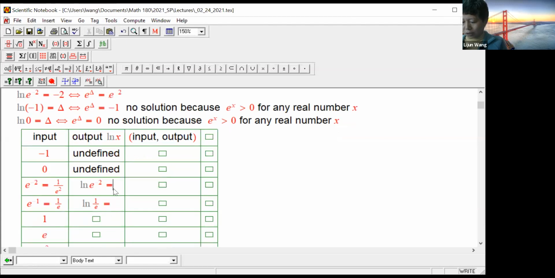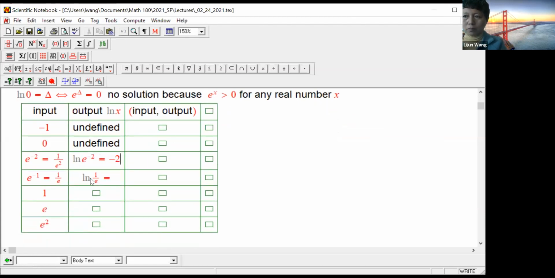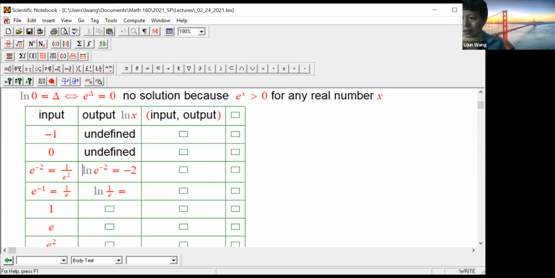And the answer is negative 2. That's the output. Input is e to the power negative 2. Natural log e to the power negative 2 is equal to negative 2. Okay, I'm going to make this just a little bit larger because I'm worried that you may not see the negative sign. Do you see the negative sign here on the shoulder?